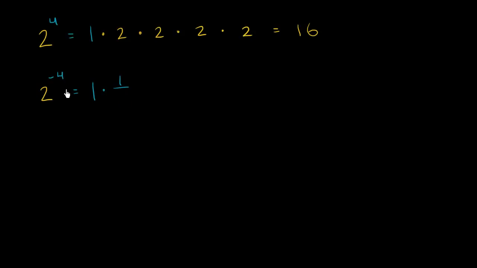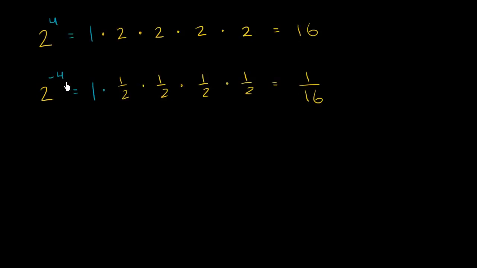times, so let me just do it in one color, 1 times 1/2 times 1/2 times 1/2 times 1/2. Notice, multiplying by 1/2 four times is the exact same thing as dividing by 2 four times. And in this situation, this would get you 1 times 1/2 is just 1/2, times 1/2 is 1/4, times 1/2 is 1/8, times 1/2 is 1 over 16. And so you probably see the relationship here.